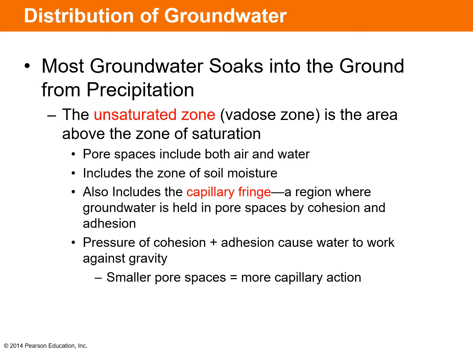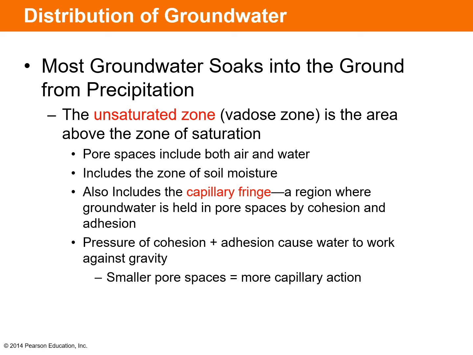And so the difference here between the capillary fringe and the zone of soil moisture is sort of detailed below here, where the pressure of cohesion and adhesion cause water to work against gravity. So effectively you have the water table, or the top of the zone of saturation, and then directly above that you have the capillary fringe, where you have water working against gravity due to the forces of cohesion and adhesion.